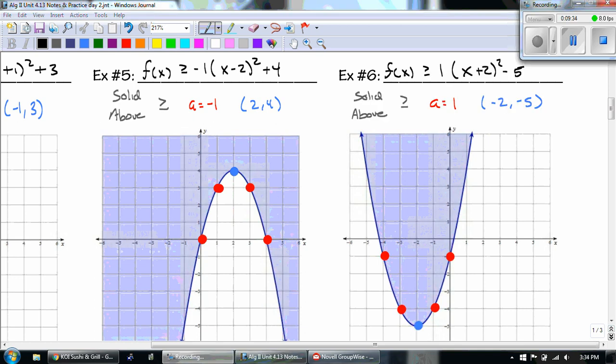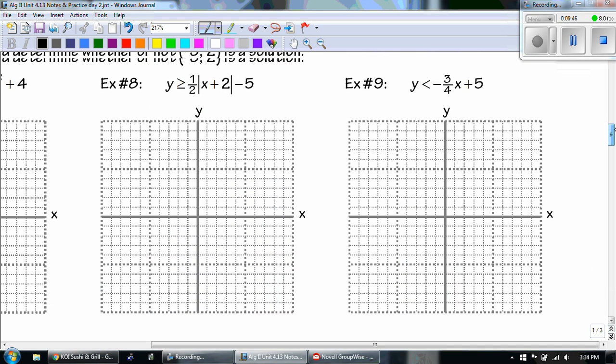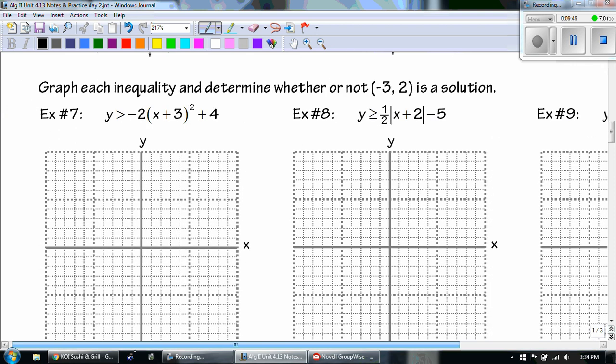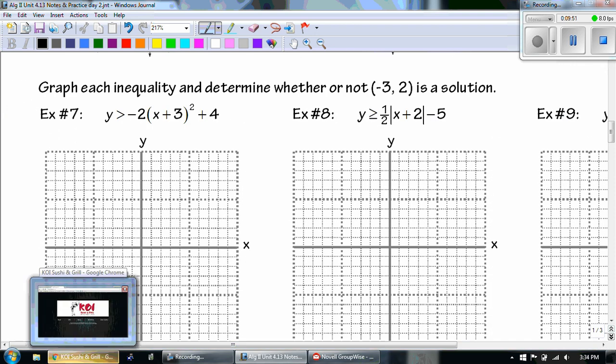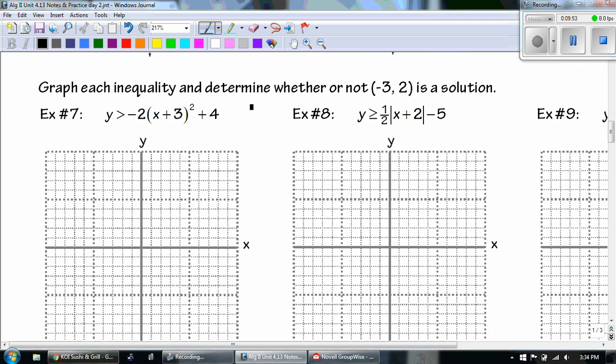Okay, so for number 6, I got f of x is greater than or equal to 1 parentheses x plus 2 quantity squared minus 5. Okay. And now let's go on to the review down here. Yes, this is a review. So when we're doing this, you guys should already know what you're doing because it's review.